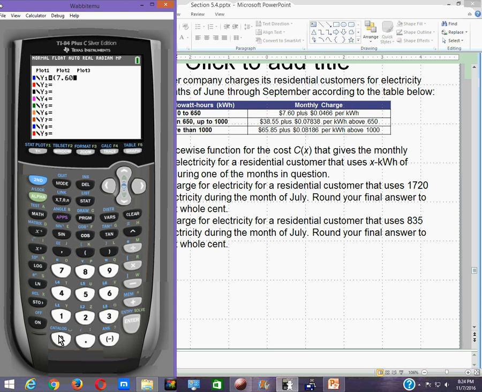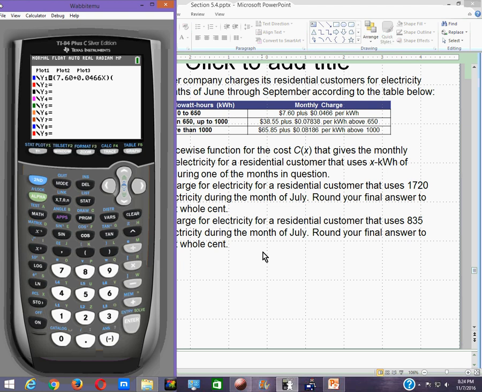7.60 plus 0.0466 times the kilowatt hours. Remember, that's x. And that gets multiplied by its restriction. Its restriction is you're between 0 and 650.